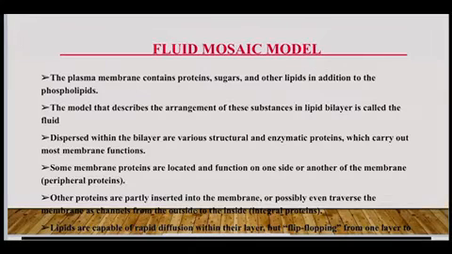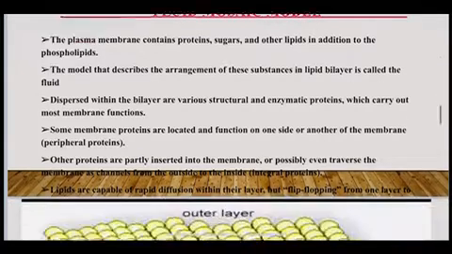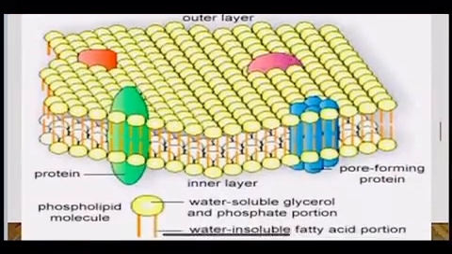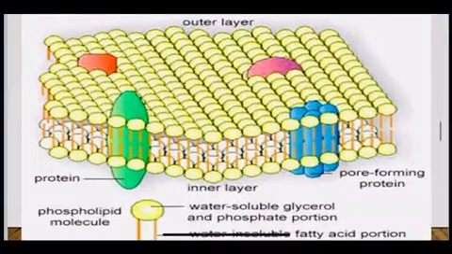Submembrane proteins are located and function on one side or another of the membrane: peripheral proteins. Other proteins are partly inserted into the membrane or possibly even traverse the membrane as channels from the outside to the inside: integral proteins. Lipids are capable of rapid diffusion within the layer but not flip-flopping from one layer to another. So here is the structure of the fluid mosaic model.